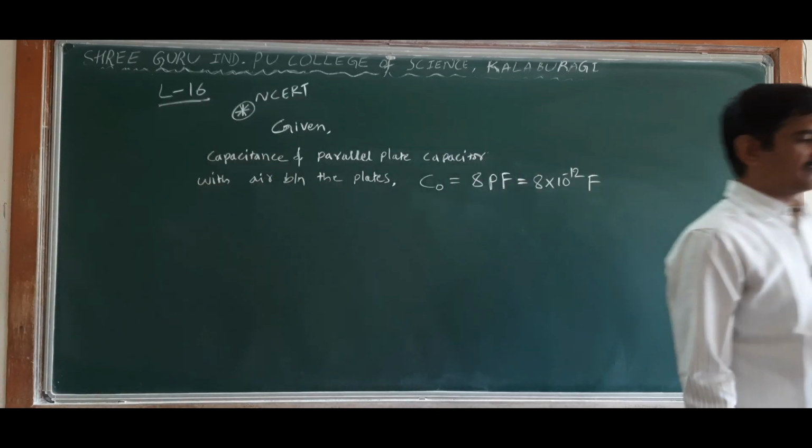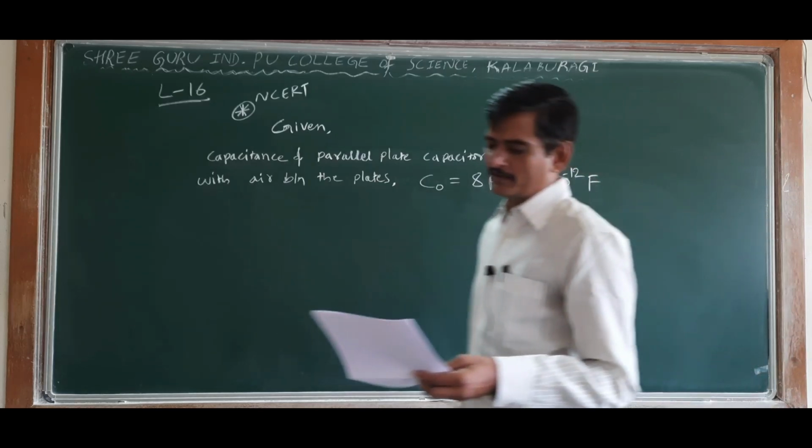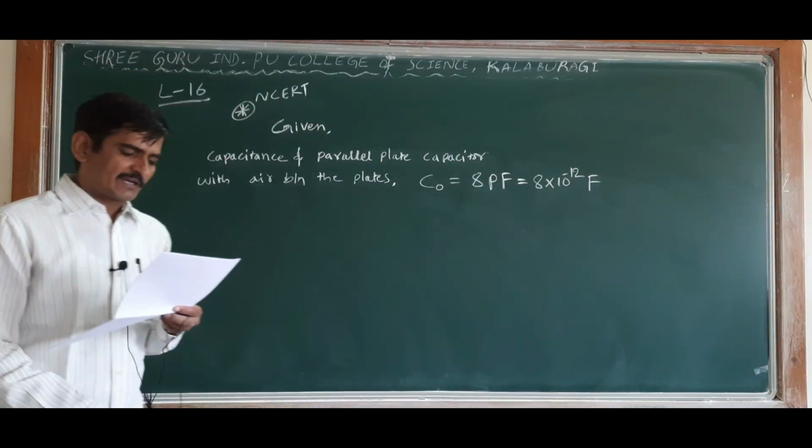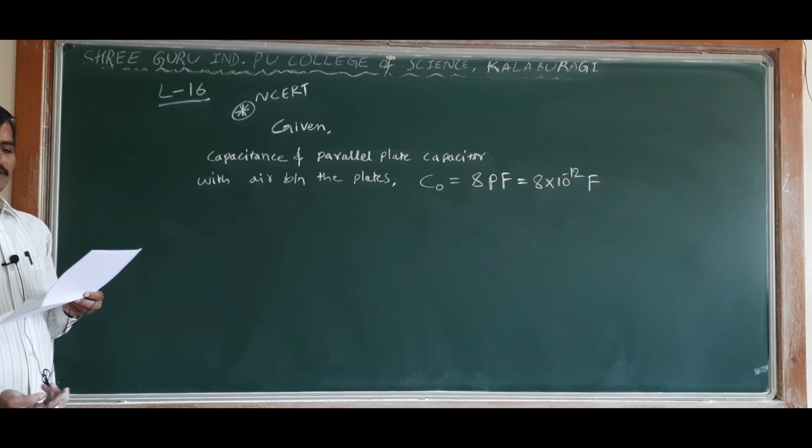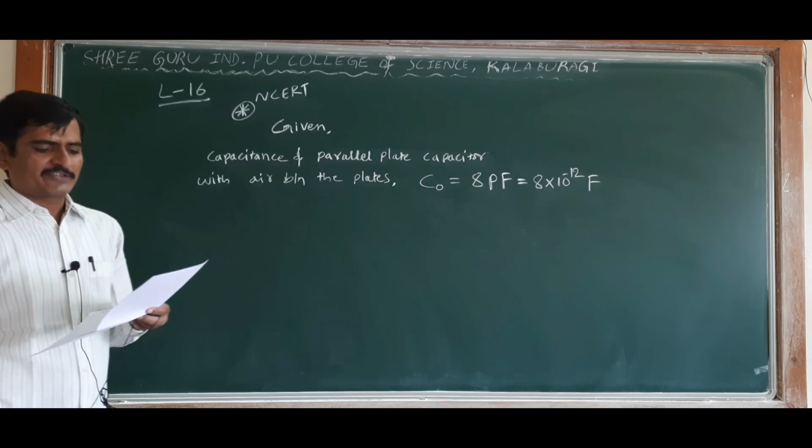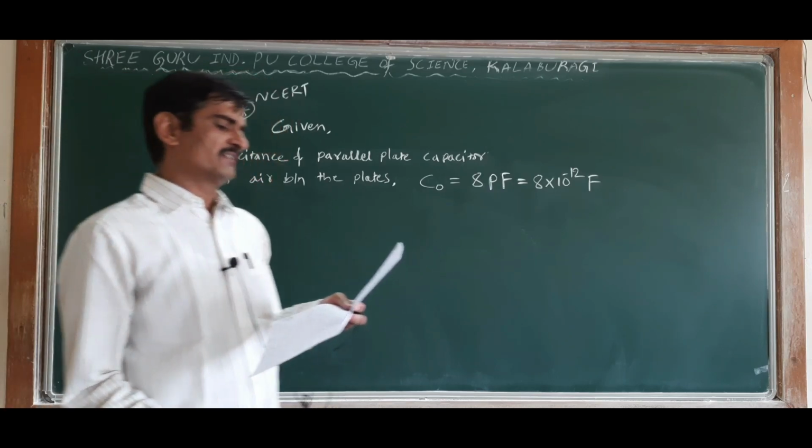A parallel plate capacitor with air between the plates has a capacitance of 8 picofarad. What will be the capacitance if the distance between the plates is reduced by half and the space between them is filled with a substance of dielectric constant 6?